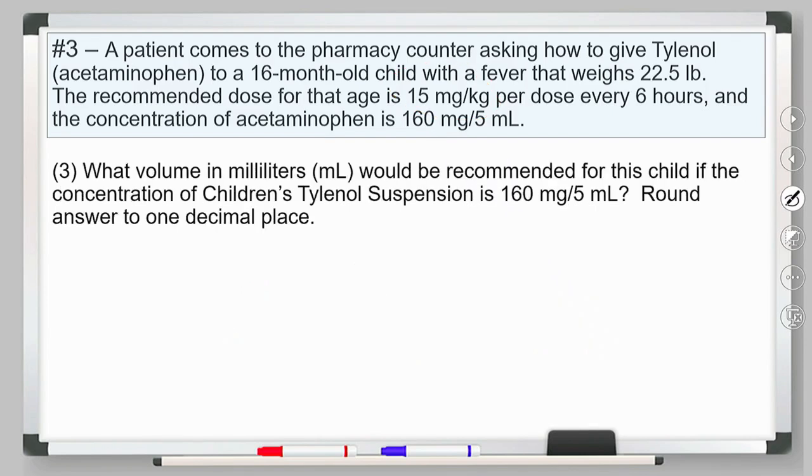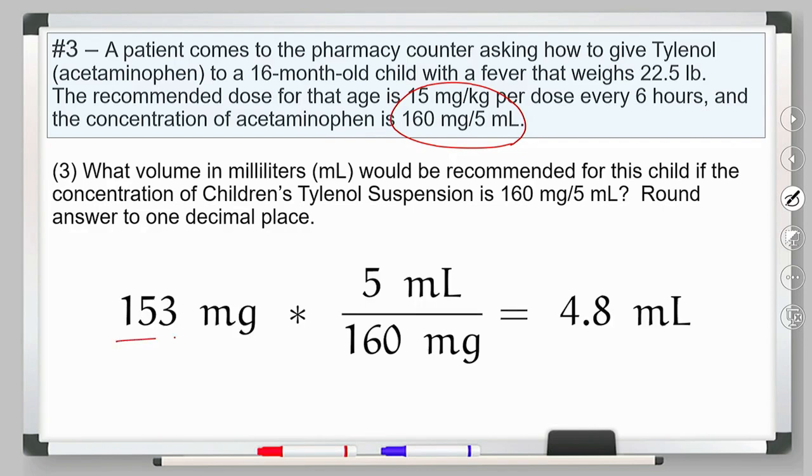The last part to all of this is then to convert it to a volume. We use the concentration of our product to take the weight of the dose we want and convert it to the volume of that liquid product we need. So we had said we wanted 153 milligrams, and now we're going to use the concentration expressed with milliliters on top and milligrams on the bottom. This is what throws people off sometimes because units must cancel. So in this case, it's 153 times 5 divided by 160 to get the final result of 4.8 milliliters.